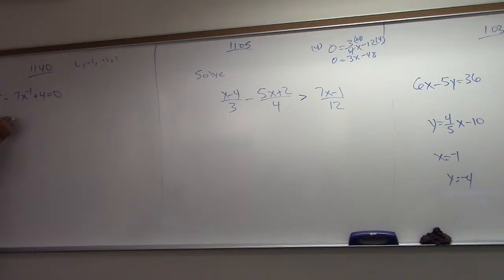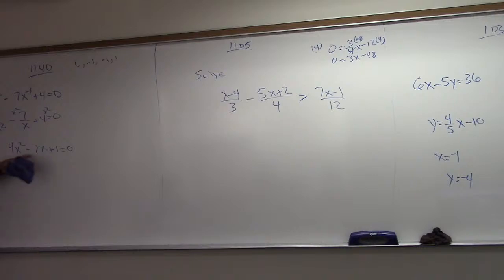One over x squared minus 7 over x plus 4 equals 0. We're multiplying by x squared. We're getting 4x squared minus 7x plus 1 is equal to 0. Okay. Ansley, you get there?